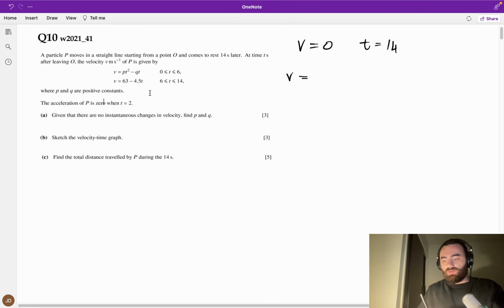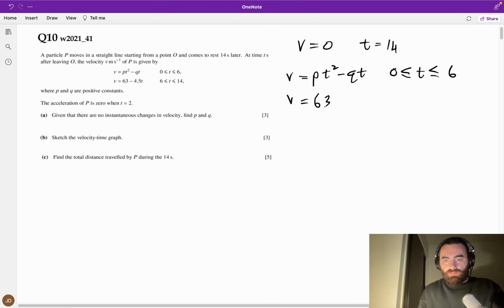The function takes a certain form: between 0 and 6, it's a parabola, and then between 6 and 14, it's a straight line. So v equals pt squared minus qt is the motion of the particle between the times 0 and 6, and v equals 63 minus 4.5t between 6 and 14, where p and q are positive constants.